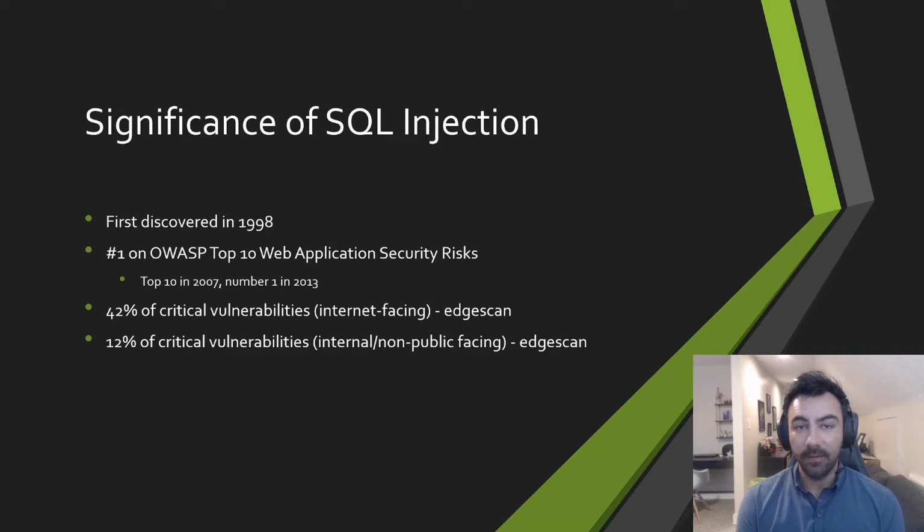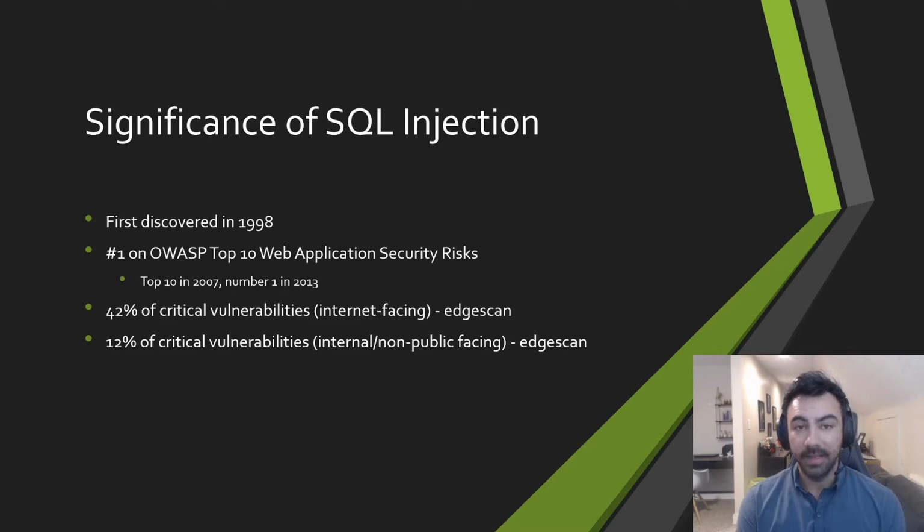So to quantify what we just touched on as far as being old and common, SQL injection was first discovered in 1998, so it's going on about 23 years old now, and it's currently number one on the OWASP top 10 list of web application security risks. It got inside the top 10 on this list in 2007. It took the number one spot in 2013, and that's where it is today.